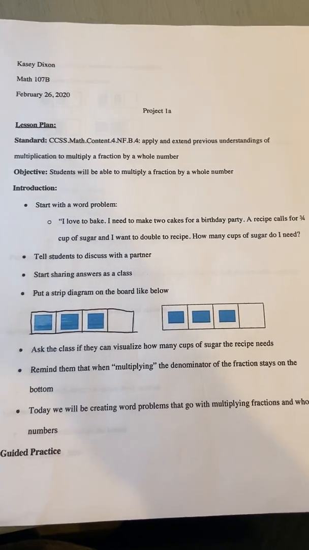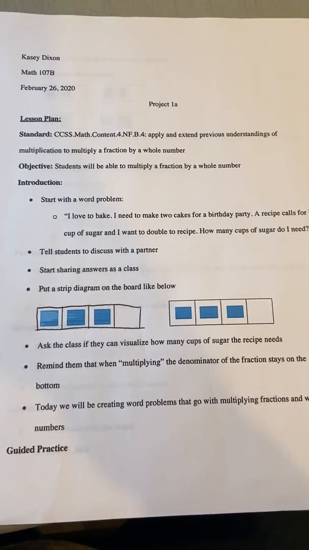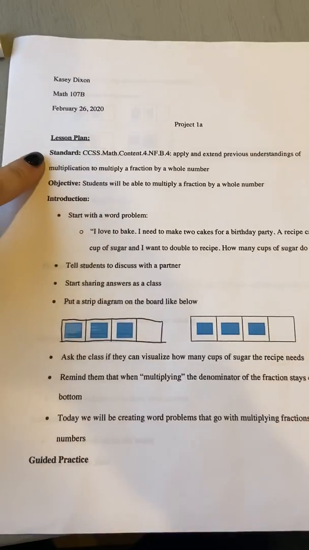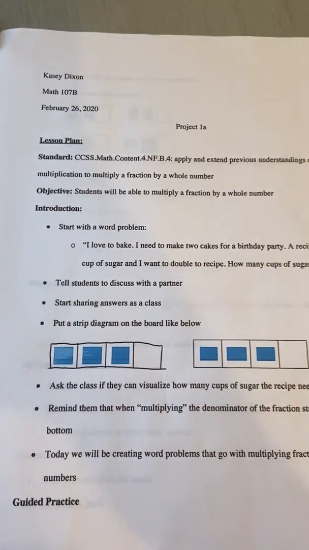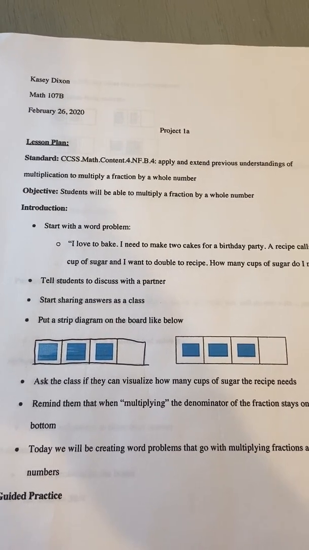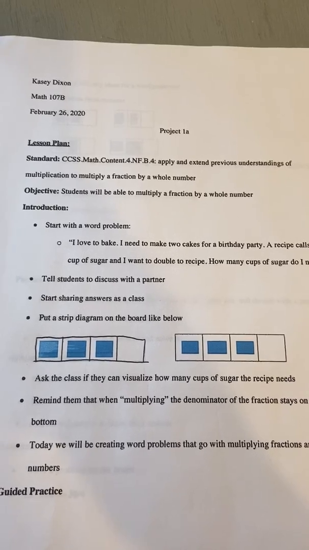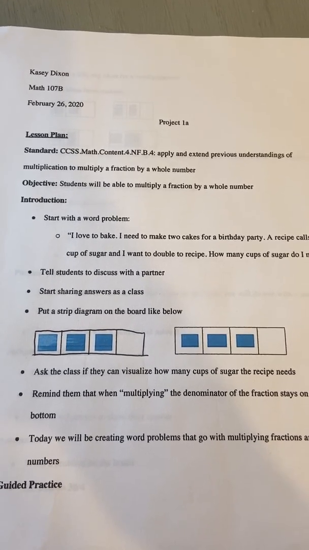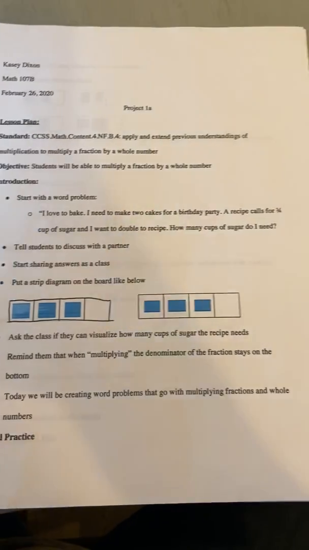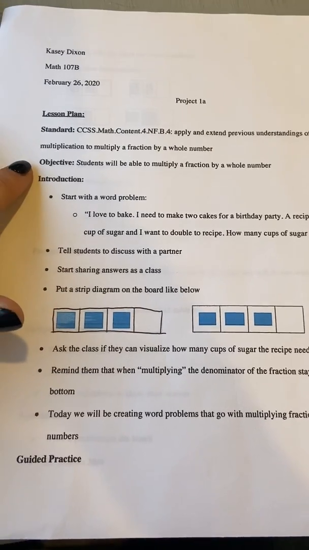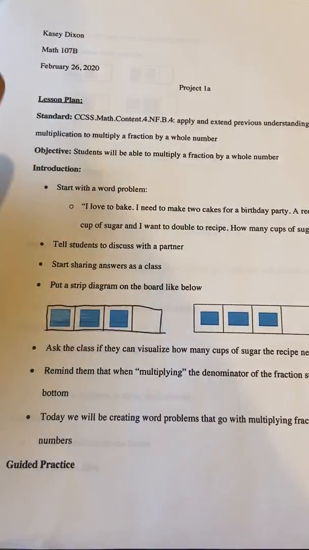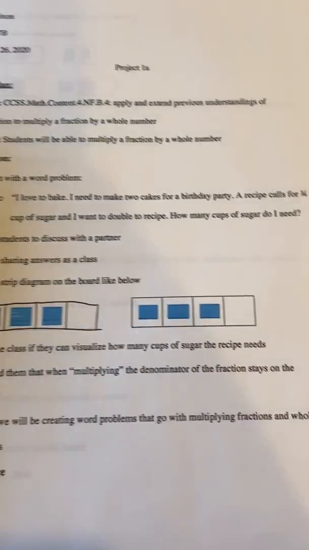I have chosen to create a lesson plan for multiplying a fraction by a whole number using the standard CCSS math content 4.NF.B.4, which is applying and extending previous understandings of multiplication to multiply a fraction by a whole number. In this lesson plan, my objective is that at the end of this lesson, students will be able to multiply a fraction by a whole number.